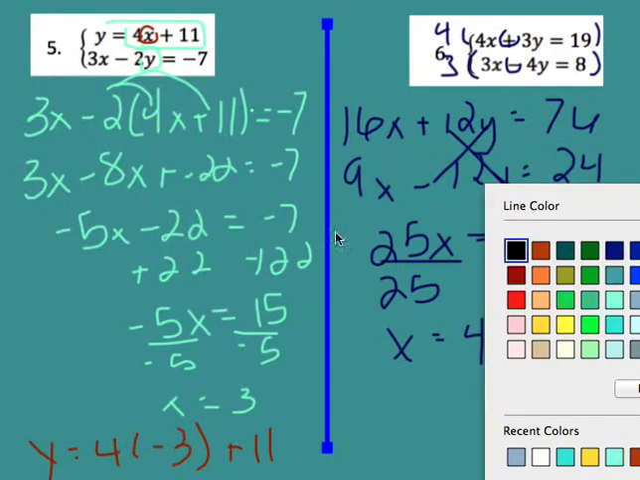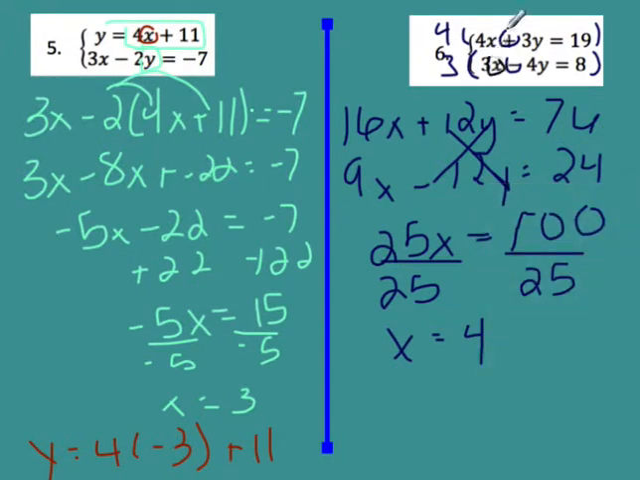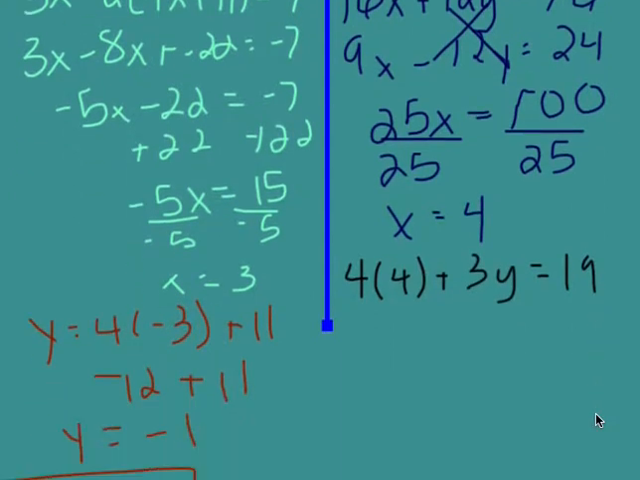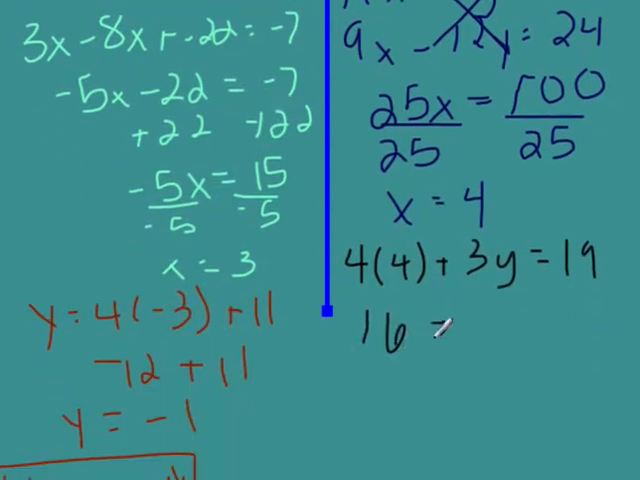So x and 4 are the same thing. So where I see x up here, I can go ahead and plug in 4. I'm just going to plug it into the top one. So I have 4, and now I'm taking x out and I'm putting 4 in instead, plus 3y is equal to 19. So now I'm going to multiply 4 times 4, which is 16.